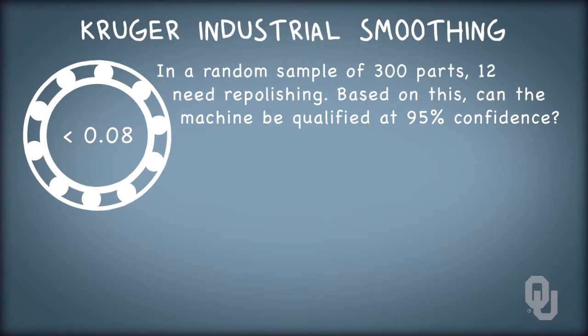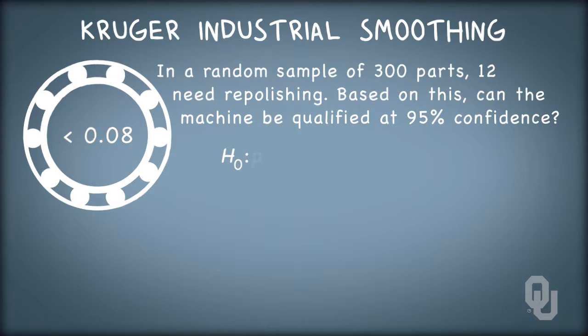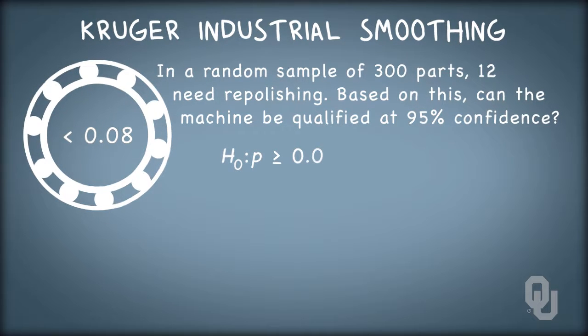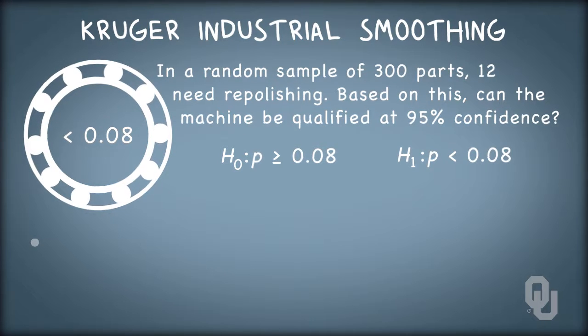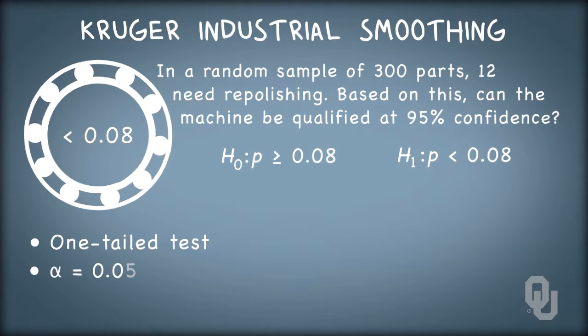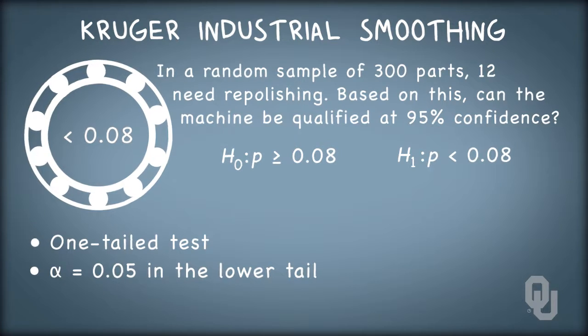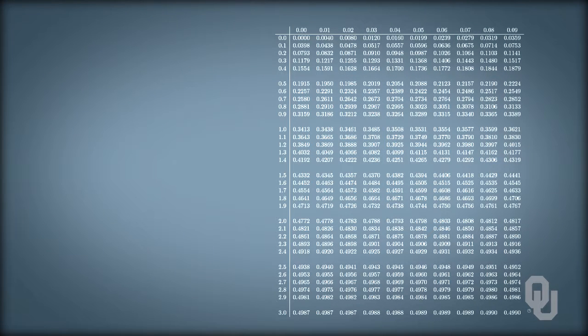Therefore, less than must be in the alternative. The null hypothesis is p greater than or equal to 0.08, and the alternative hypothesis is p less than 0.08. This is a one-tail test with all of the alpha equals 0.05 in the lower tail. We use a z-table to find the critical value.